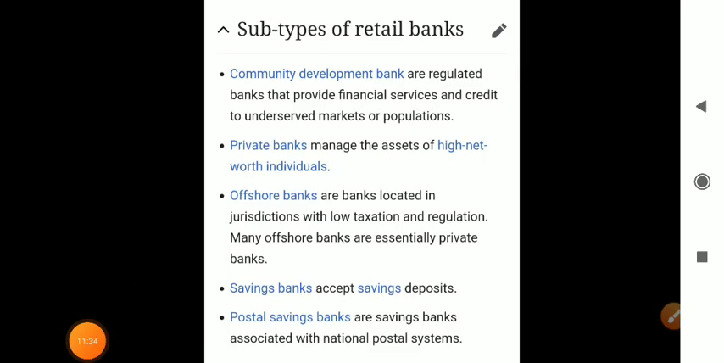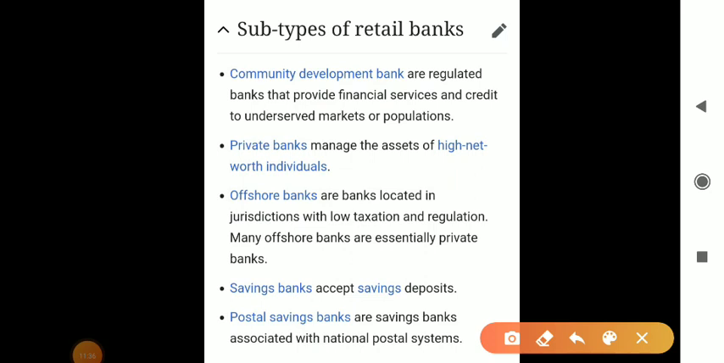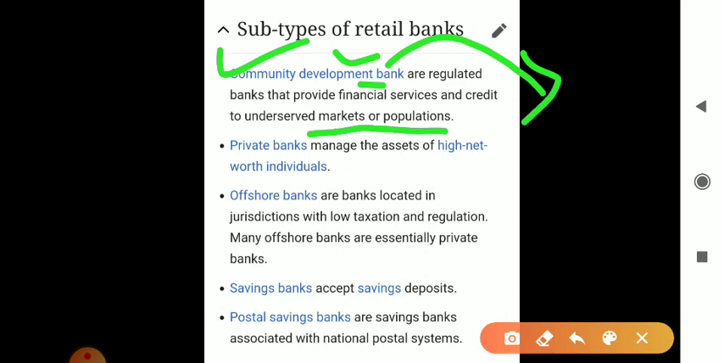And see, these are the types of retail banks, that means those involved in retail banking business. The first one is community development banks, regulated banks that provide financial services and credit to underserved markets or populations. So a community development bank is a bank more focused on the community, particularly community development. If any community is getting left behind or underserved, not getting that much attention, then there will be some banks which will focus on that.